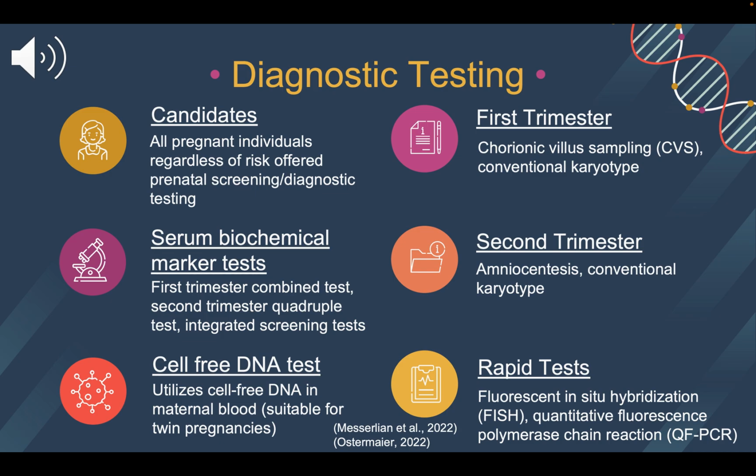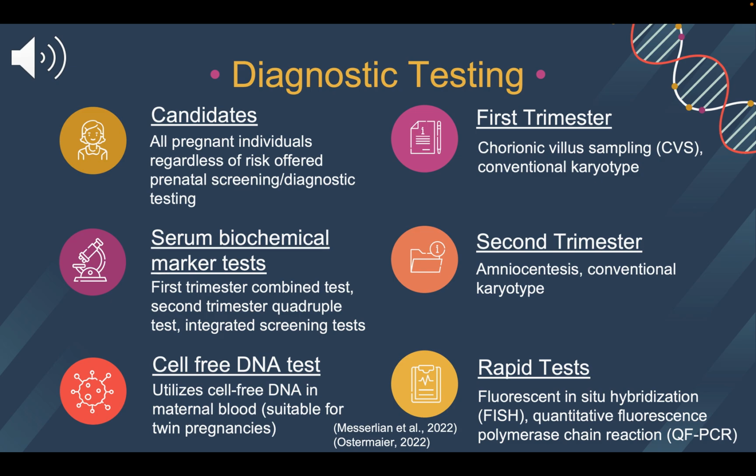The second trimester quadruple test measures various biochemical markers appropriate for those who first present for prenatal care in the second trimester. There are also integrated screening tests across the first and second trimesters that measure biochemical markers of Down syndrome in both the first and second trimesters, such as the full integrated test, serum integrated test, and stepwise sequential testing.